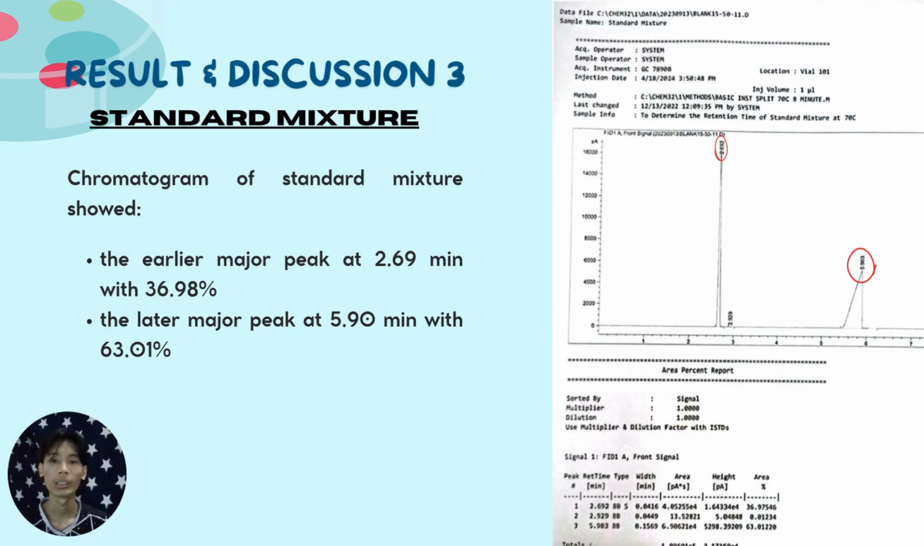These two peaks indicate that there are two different components with different retention times due to differences in volatility and interaction with the stationary phase. The earlier peak corresponds to the compound that is more volatile and has a lower boiling point, while the later peak corresponds to the compound that is less volatile and has a higher boiling point. In the next slide, I will compare this retention time with the chromatograms of individual standard compounds to identify them.